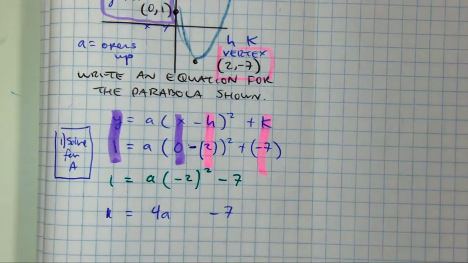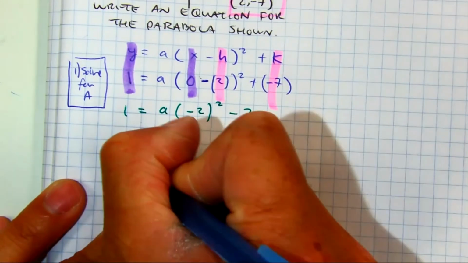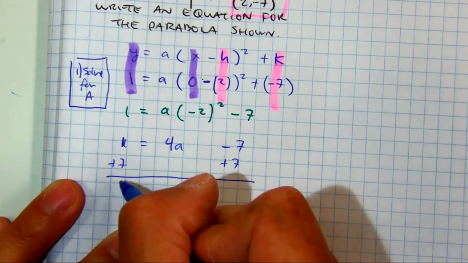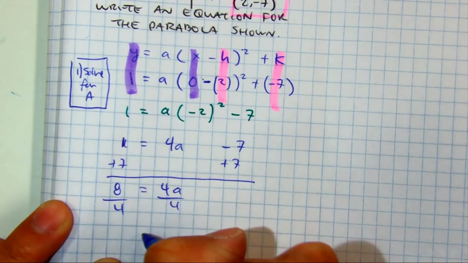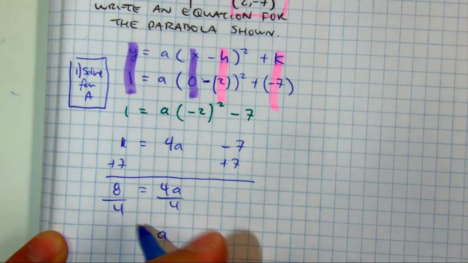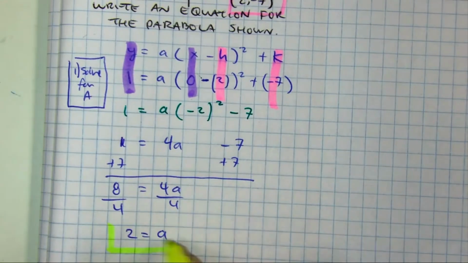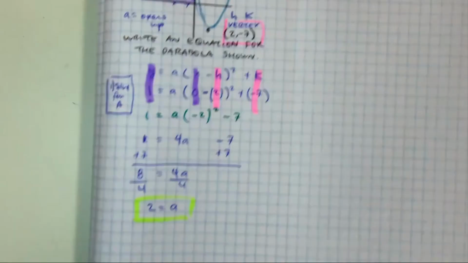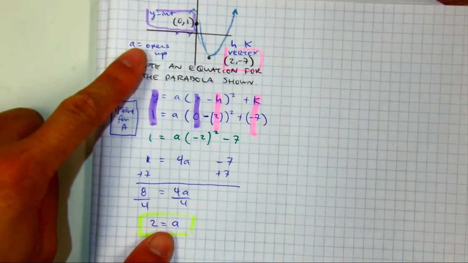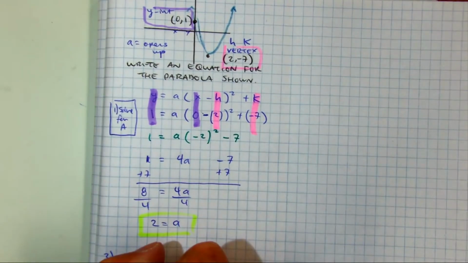And we just need to clean that up. I'm going to add 7. Divided by 4. A is equal to 2. Now that I know what the A value is, we already knew that the A value is positive. You see all the hints that we're getting from all this? The second thing I'm going to do is substitute back into the formula. Sub back.